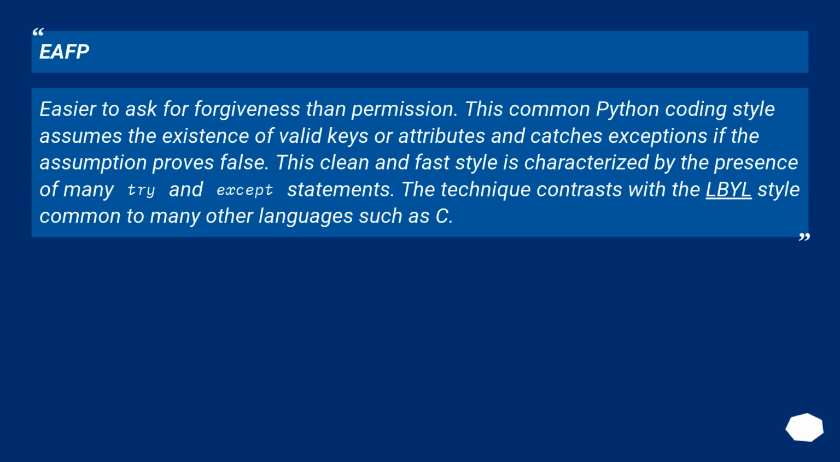EAFP: easier to ask for forgiveness than permission. This common Python coding style assumes the existence of valid keys or attributes and catches exceptions if the assumption proves false. This clean and fast style is characterized by the presence of many try and except statements. The technique contrasts with LBYL style common to many other languages such as C.